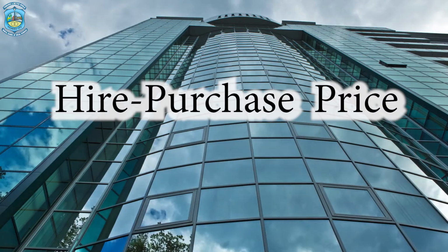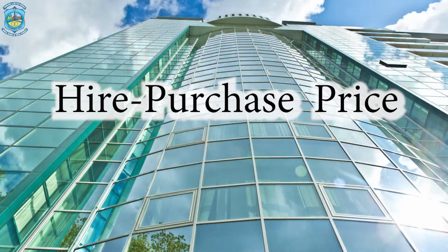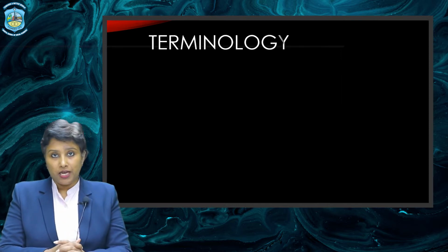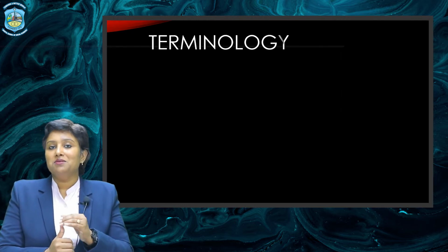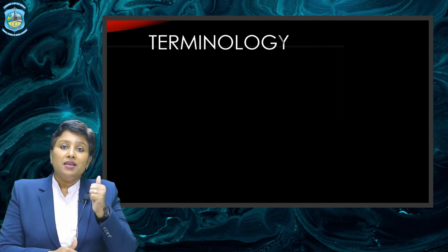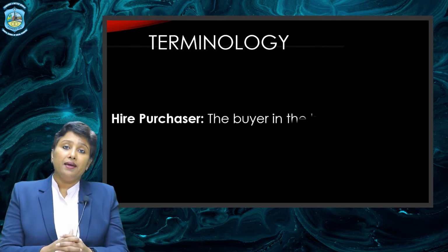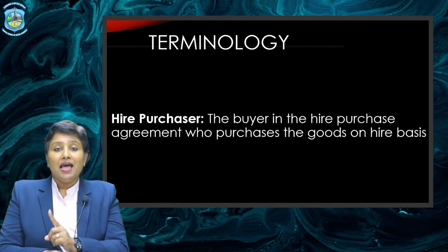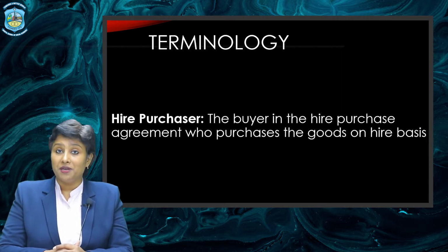So there can be various ways of evaluating hire purchase price, and let me tell you that this is again a very important term. Now this gives rise to the various terminology involved in this particular chapter. I think you have already got a clue of the different terms which we are going to discuss now. Number one is hire purchaser. Well, the hire purchaser is the buyer of the goods, which can be assets for him, and he is purchasing these goods on hire basis, on credit basis.